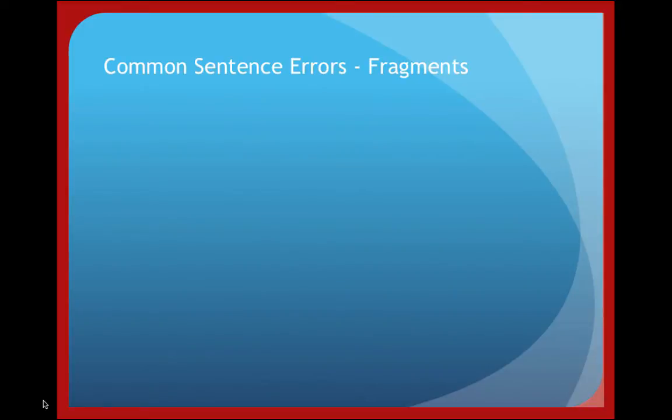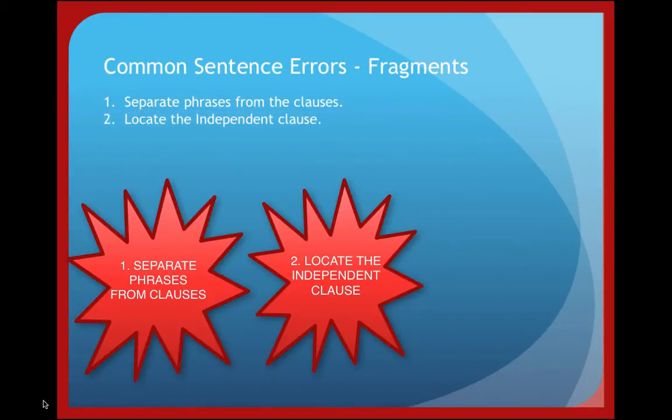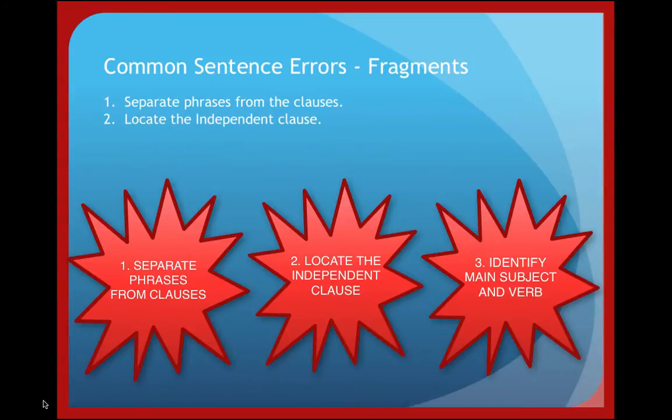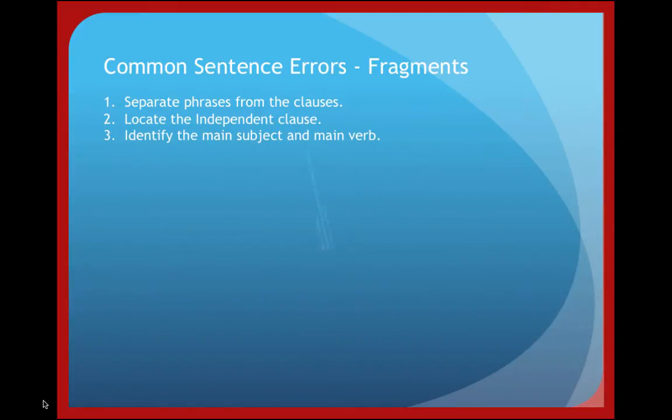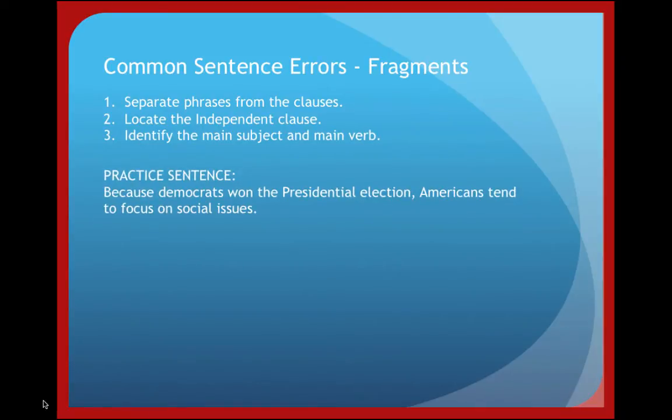Many students do not know where to start when they attempt to correct fragments. The first step is to separate the phrases from the clauses and to locate the independent clause. Identifying each sentence part, such as the main subject and verb, is a skill that develops quickly with practice.